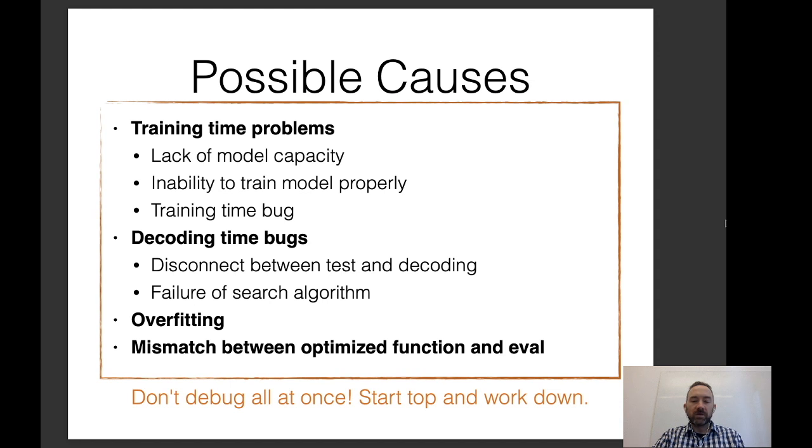So my biggest piece of advice that I think is really important when considering these issues is that you shouldn't try to debug all of them at once. You shouldn't be looking directly at your test accuracy and trying to guess where your problem is, but rather take a systematic approach that can isolate which of these problems you're actually encountering.